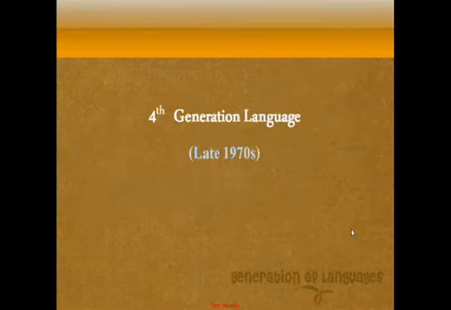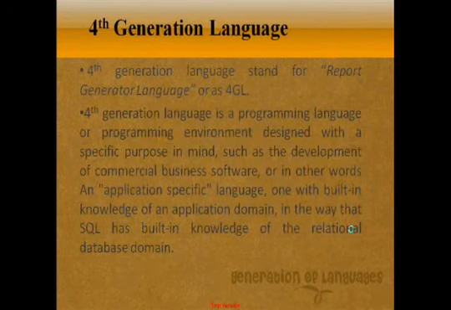Let's talk about fourth generation language. Fourth generation language stands for report generator language, or 4GL. A fourth generation language is a programming language or programming environment designed with a specific purpose in mind, such as the development of commercial business software. In other words, it is an application-specific language, one with built-in knowledge of an application domain, in the way that SQL has built-in knowledge of the relational database domain.